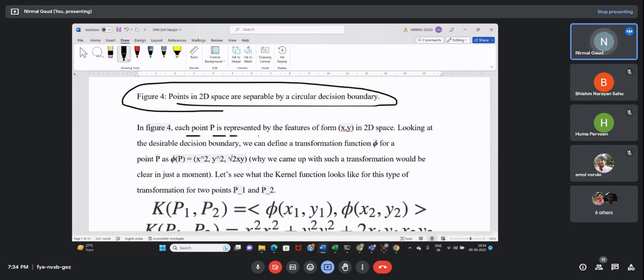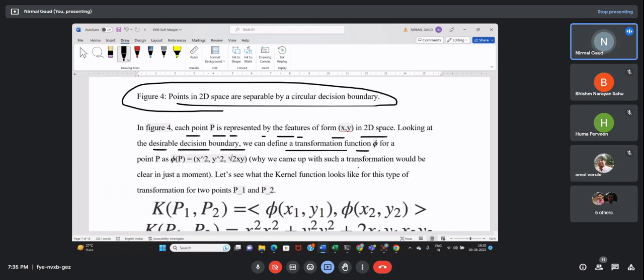Each point P is represented by the features x and y in 2D space. Looking at the desirable decision boundary, we can see the transformation function xi as x square, y square, and square root of 2xy. Now, what is this? What is this x square, y square, and square root of 2xy?